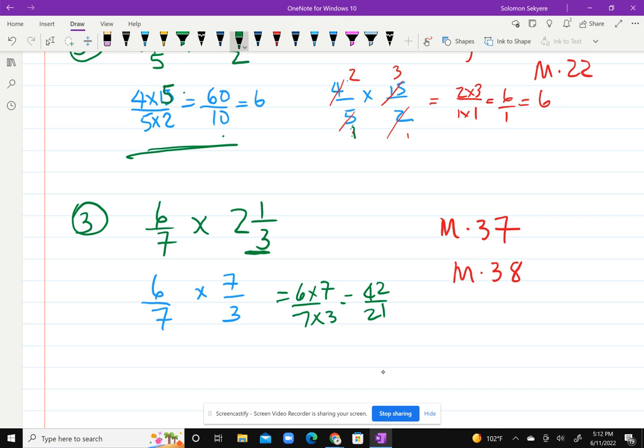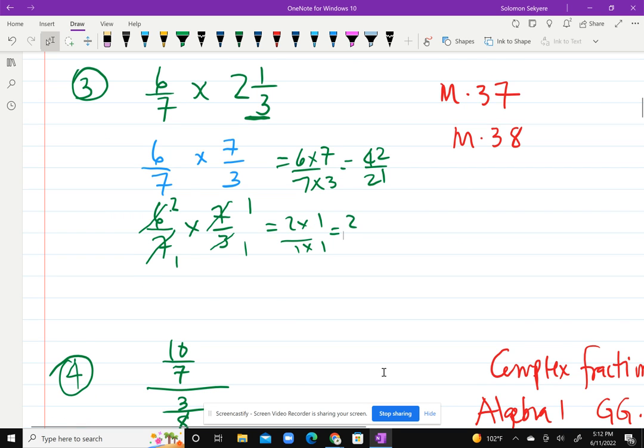But I can look at it and I say 6 over 7 times 7 over 3. I say, 7 divides here 1, 7 divides here 1, 3 divides here 1, 3 divides here 2. And so I have 2 times 1 over 1 times 1, which is 2. I simplify first, okay, and then I multiply.